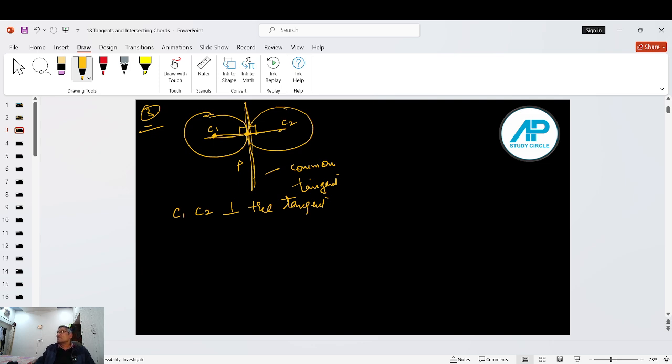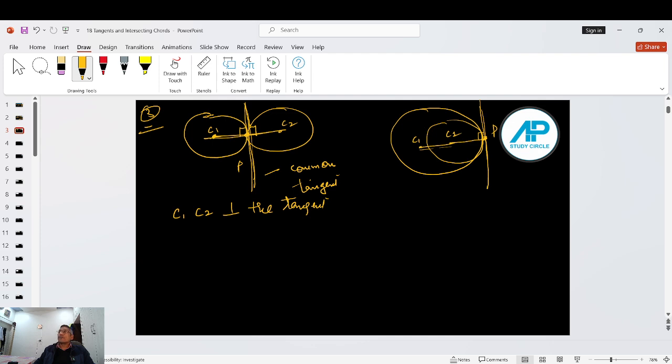Similarly, if circles are in contact with each other internally, so I got a bigger circle and I got a smaller circle. Here you can see the circles are again having the center C1 and say C2. So this line joining the centers of the circles in contact internally at point P is perpendicular to the common tangent at the point of contact.